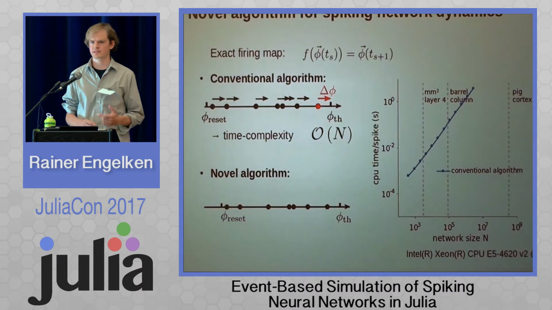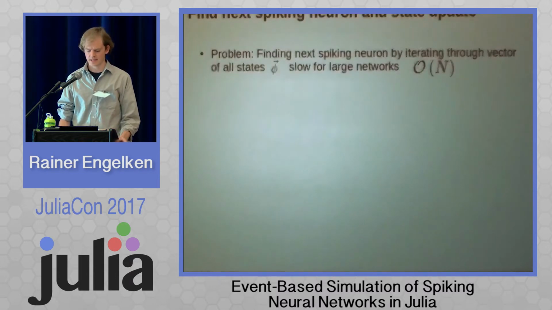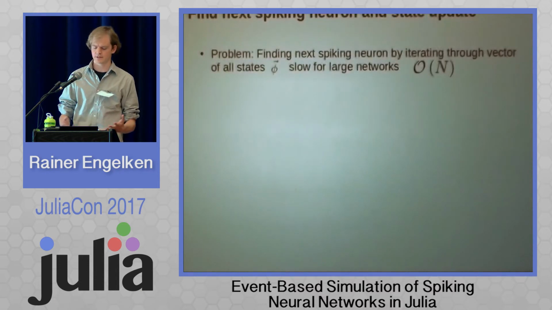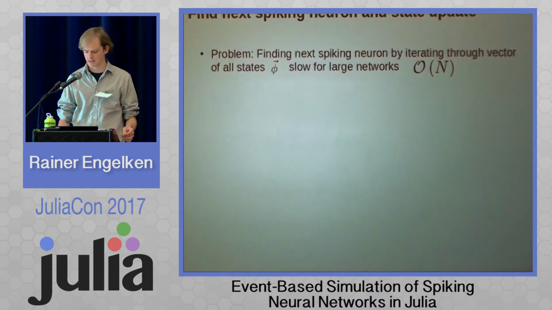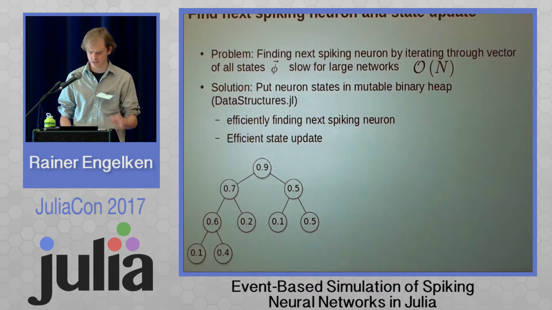So the novel algorithm has 2 tricks. The first one is, instead of pushing all neurons forward in time, we go into a co-moving reference frame and just push threshold and reset backward. And then the second trick is, I use a data structure. The problem is we have to find the next spiking neuron by iterating through a vector of all states. And this is, of course, slow for large networks because we have n neurons. Now, the solution is to put the neuron states in a mutable binary heap. This is a data structure which used to be in JuliaCon, is now in the package DataStructures.jl. And this allows efficiently finding the next spiking neuron and efficient state update.